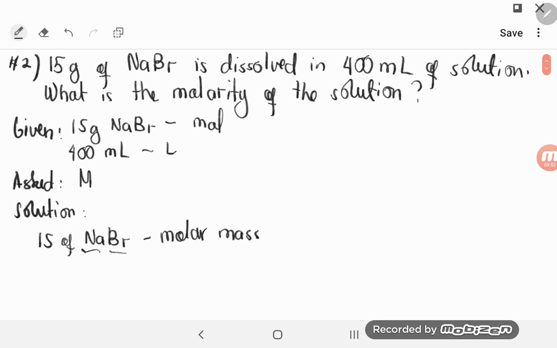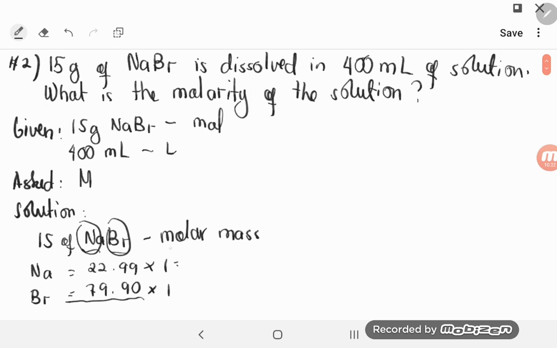Okay, so we need to add the atomic masses of sodium and bromine. So remember, sodium has an atomic mass of 22.99, and bromine has an atomic mass of 79.90. There is only one sodium and only one bromine, so you just have to multiply it by 1. Let me write it here. Okay, so the answer is just the same.